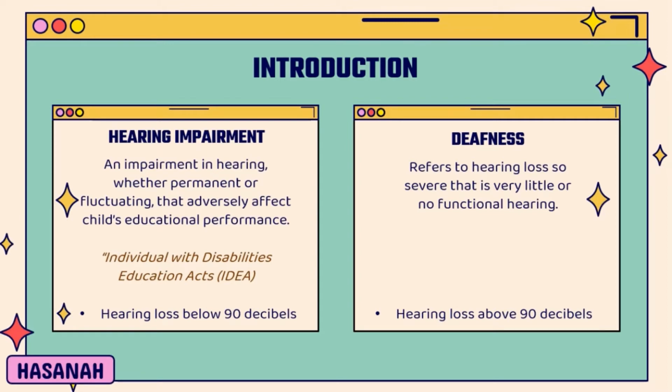So we proceed to deafness. Deafness is defined as hearing loss so severe that there is very little or no functional hearing. So the degree of deafness, or the degree of hearing loss, is above 90 decibels.